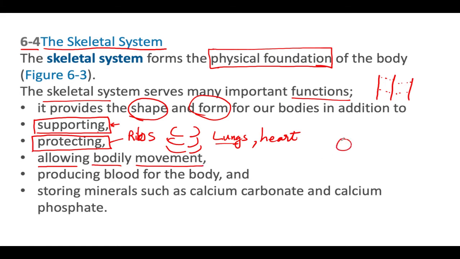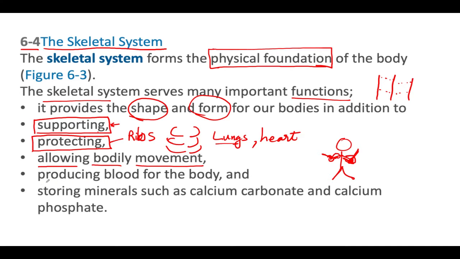So if we have our skeleton and it needs to move, what do we have for that purpose? We have muscles that are connected to these joints. One muscle contracts while the other one relaxes, and so it allows the movement within these joints to take place.